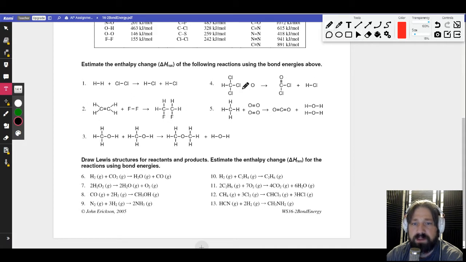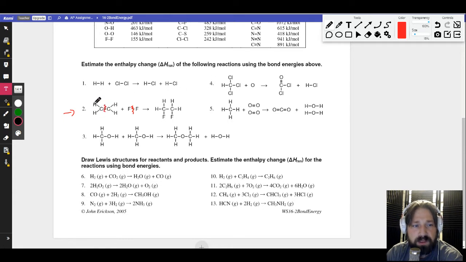This is going to help us think about what is making and what is breaking. So my question is, what is making and what is breaking? With this, we know that this F bond is going to have to break. I know that this CC double bond is going to have to break.